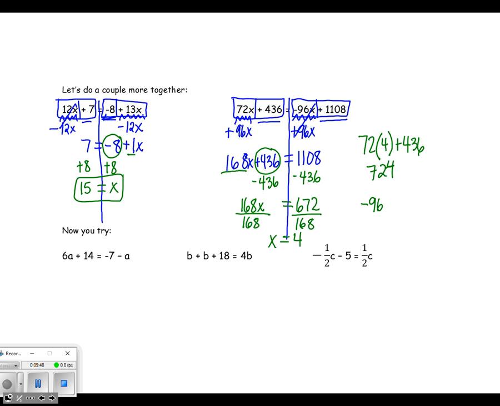Negative 96 times 4 plus 1,108. Negative 96 times 4 plus 1108. That's what it gives me. 724. So this is the correct answer.